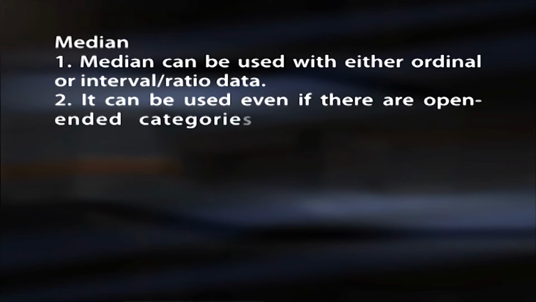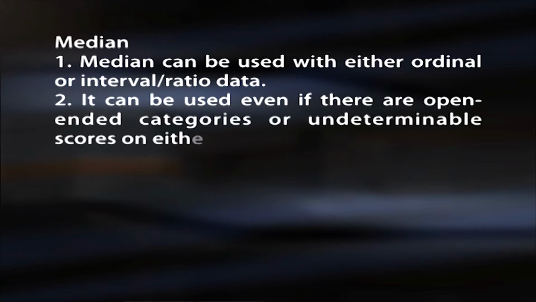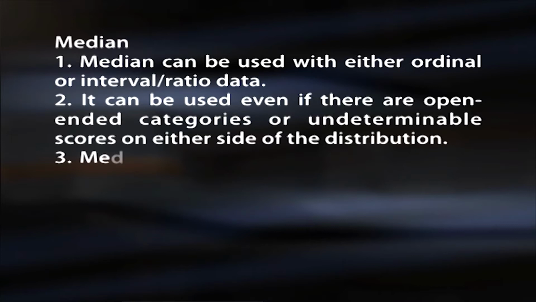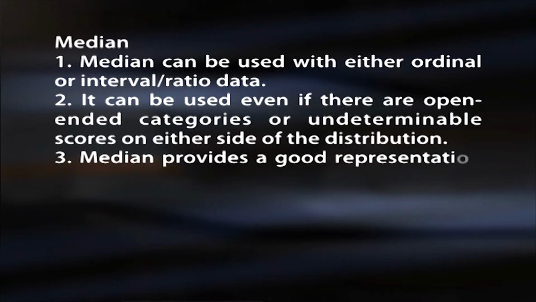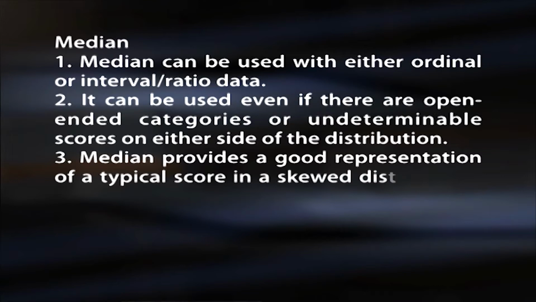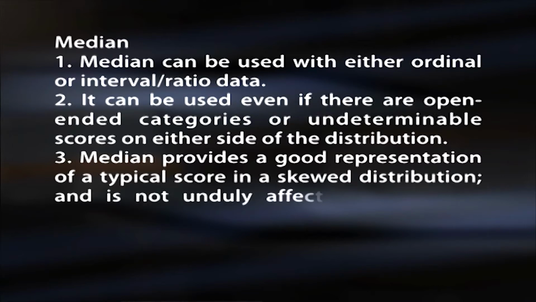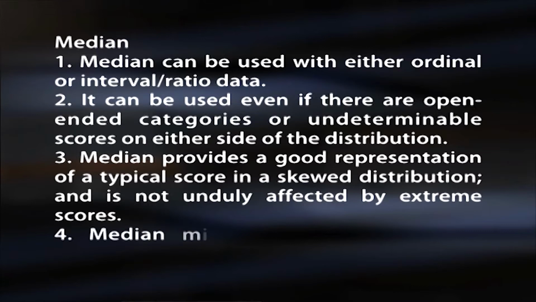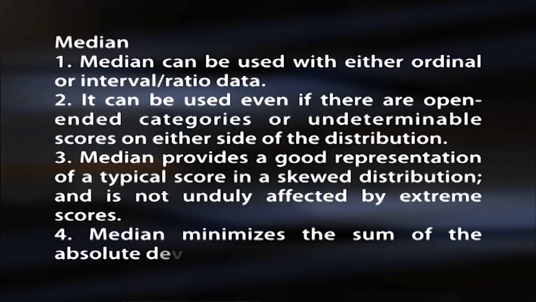Advantages of median. Median can be used with either ordinal or interval or ratio data. It can be used even if there are open-ended categories or undeterminable scores on either side of the distribution. Median provides a good representation of a typical score in a skewed distribution and is not unduly affected by extreme scores. Median minimizes the sum of the absolute deviations, that is, the sum of score distances from the median, ignoring sign, is less than it would be from any other location in the distribution.